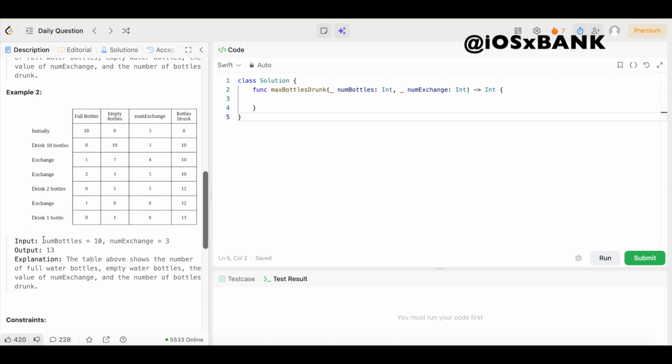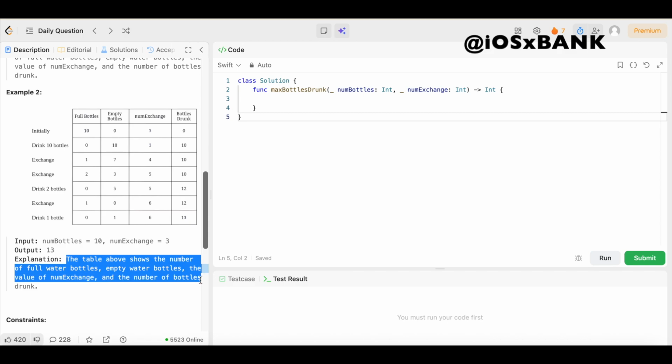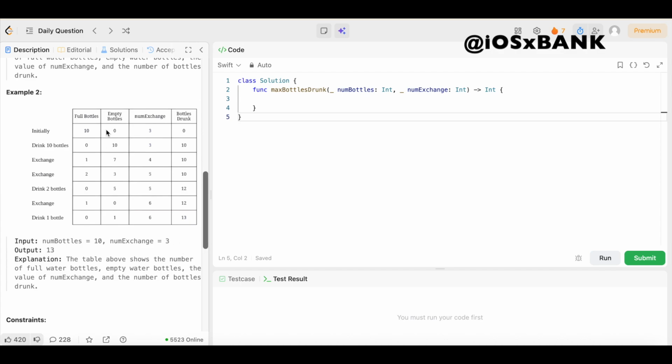So in example 2, we have num bottles equals 10, num exchange equals 3. The output is 13. The explanation says the table above shows the number of full water bottles, empty water bottles, the value of num exchange, and the number of bottles drunk. So let's go through this table. It's the same principle. So we start with 10 full water bottles. Num exchange is 3, and starting off, we have 0 bottles that we've drunk, and we have 0 empty bottles.